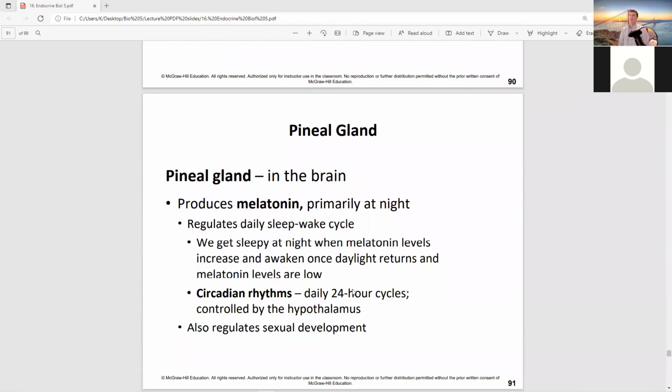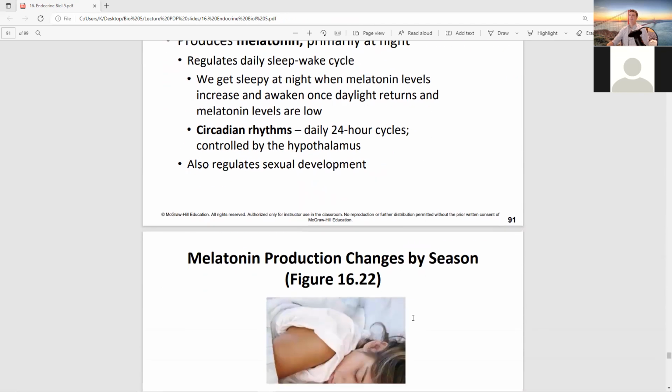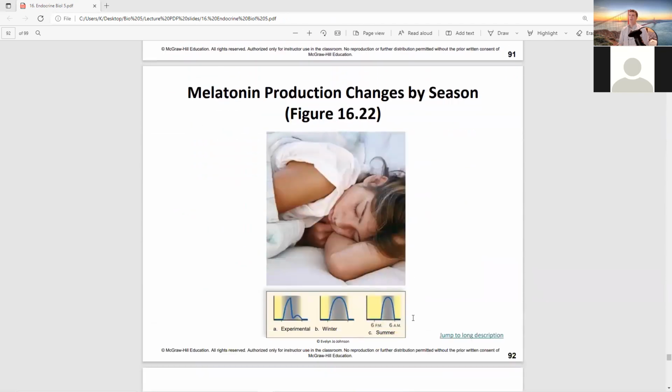The pineal gland is in the brain and produces melatonin primarily at night, regulating the daily sleep-wake cycle. We get sleepy at night when melatonin levels increase and awaken once daylight returns and melatonin levels are low. We all have a circadian rhythm, which is a daily 24-hour cycle controlled by the hypothalamus, and this also regulates sex development. Melatonin production changes by the season.